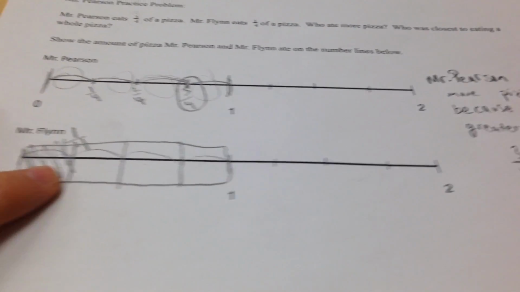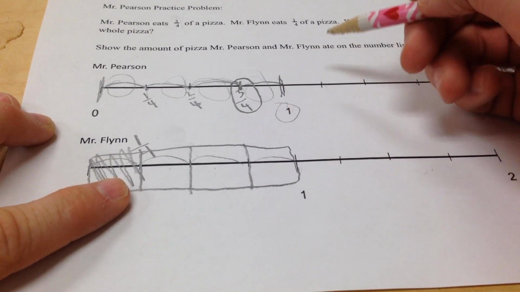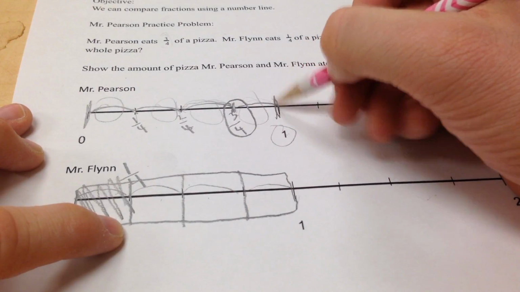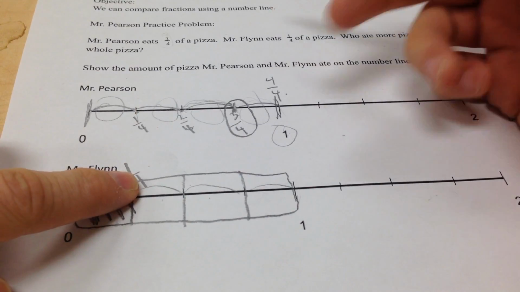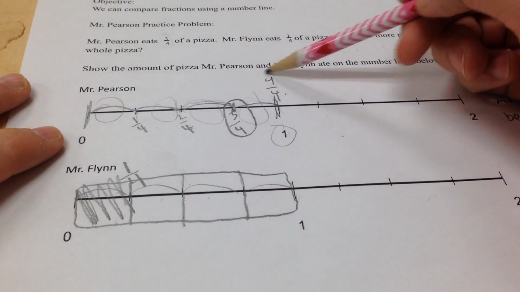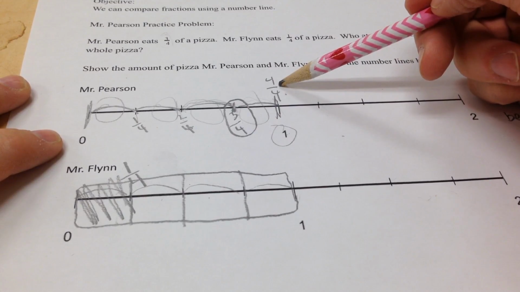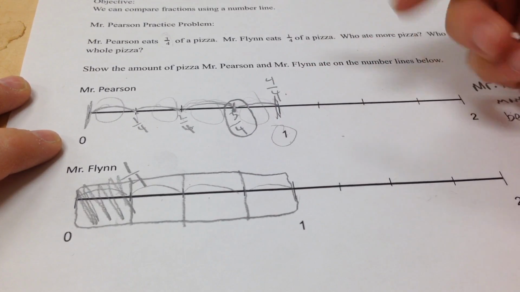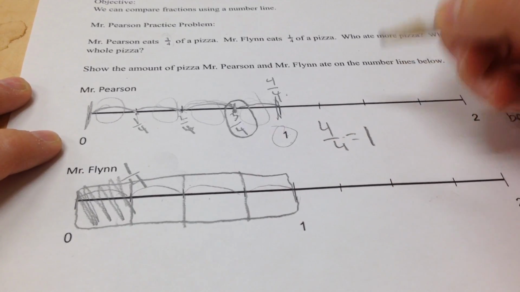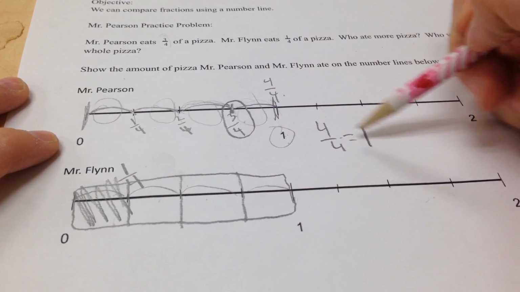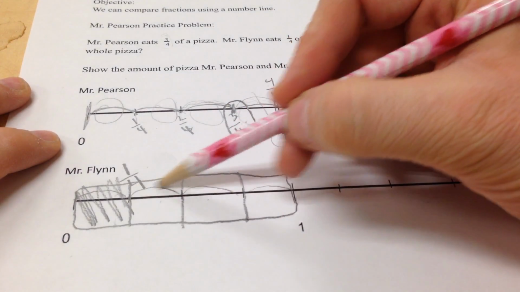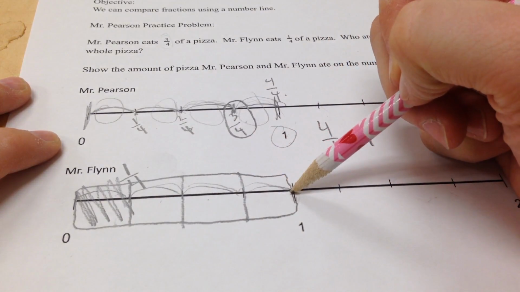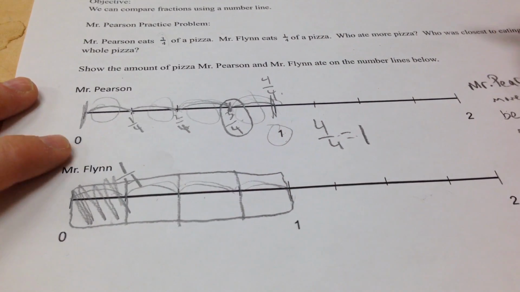And who was the closest to eating a whole pizza? Well, here would be 1 whole pizza, which, by the way, would be after 3/4 goes 4/4. Who's the closest to 4/4? Here's Mr. Flynn down here, 1/4. Here's Mr. Pearson up here, 3/4. Mr. Pearson is the closest to eating 4/4 or one whole pizza. 4/4 is equivalent to 1. He's only 1/4 away. Mr. Flynn is 1/4, 2/4, 3/4 away from eating one whole pizza.